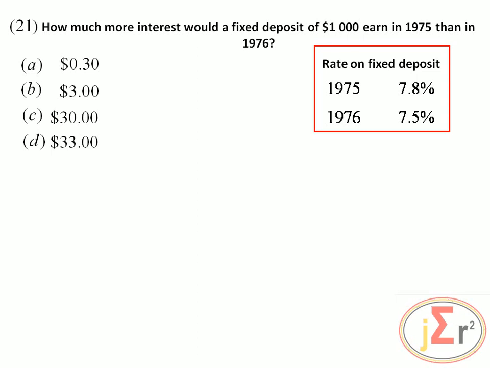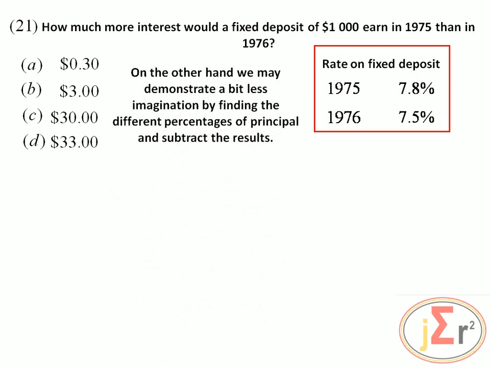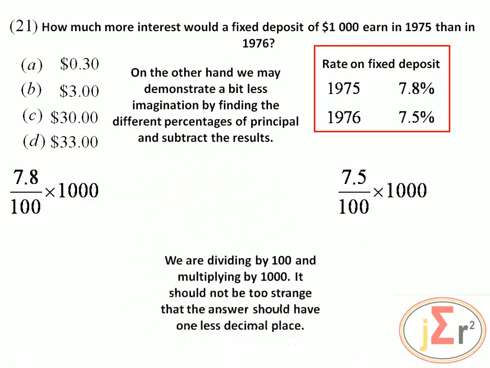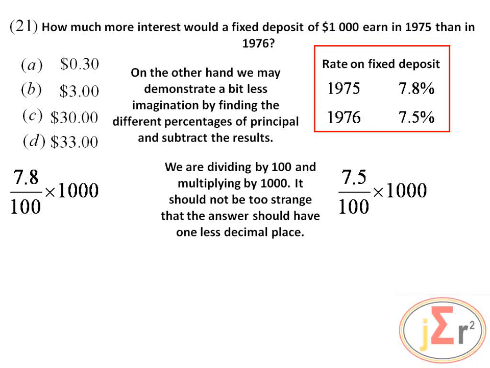Same problem, different approach. On the other hand, we may demonstrate a bit less imagination by finding the different percentages of the principal and subtracting the results. There we have them. You are dividing by 100 and multiplying by 1,000. It should not be too strange that the answer should have 1 less decimal place.